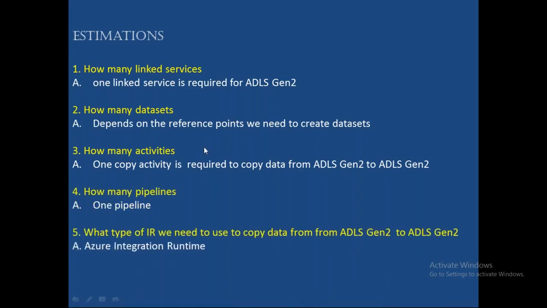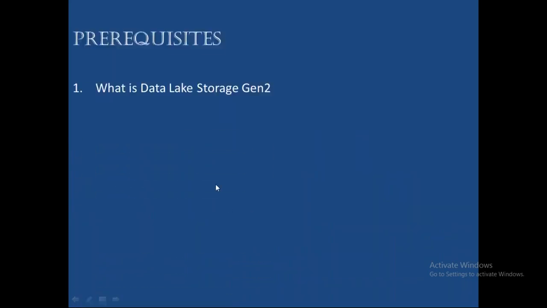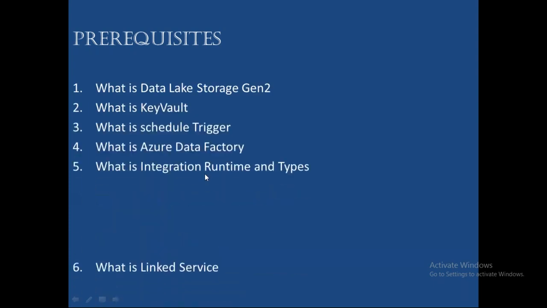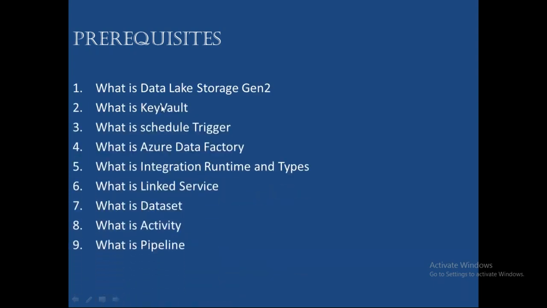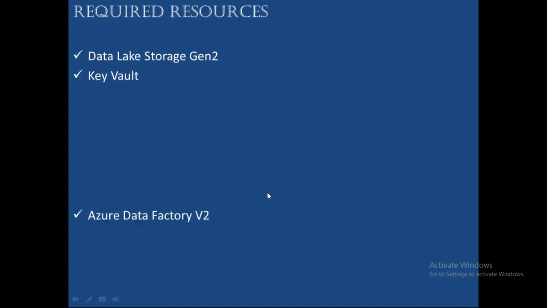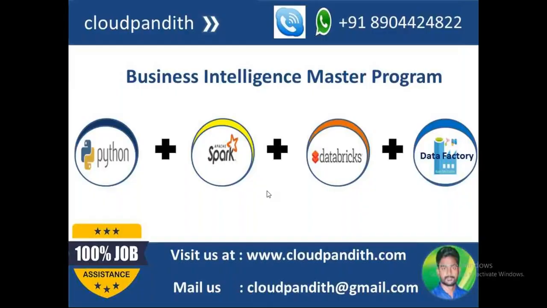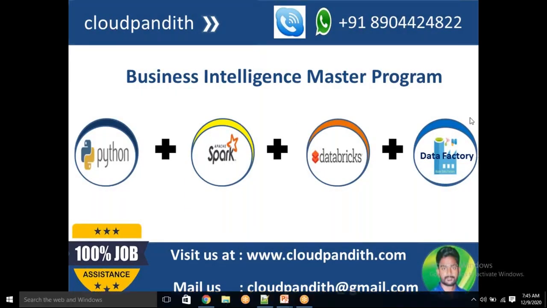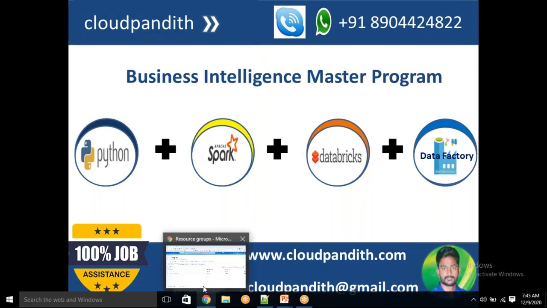What type of IR do we need to move data from ADLS Gen 2 to ADLS Gen 2? Azure integration runtime or self-hosted integration runtime. Prerequisites: we need ADLS Gen 2, Key Vault, and a schedule trigger. All these things we are aware of, and we discussed each and every concept in detail. Let's go with the required resources. I need Data Lake Storage, Key Vault and Azure Data Factory. Only these three services I need. Let me go and create those three. Clear? Any doubts, friends, before I go for the lab?